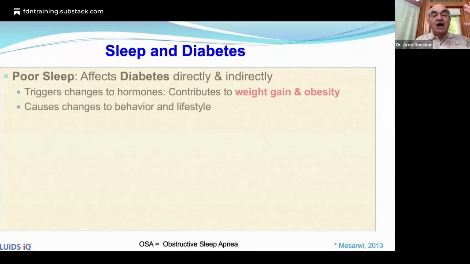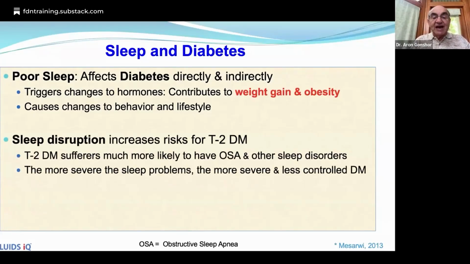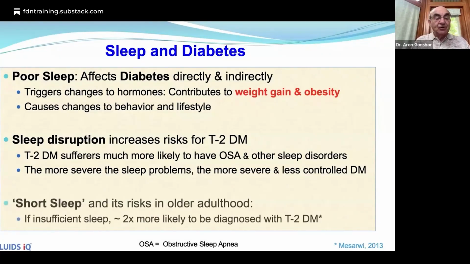And I'm going to mention in a moment why I'm talking about sleep and diabetes, but just remember, poor sleep affects diabetes directly and indirectly because it can trigger changes to the hormones which contribute to weight gain and obesity. Sleep disruption, in fact, increases the risk for type 2 diabetes. And those with type 2, those sufferers are much more likely to have any number of problems like obstructive sleep apnea, other sleep disorders, etc.